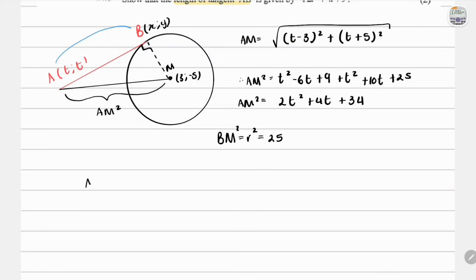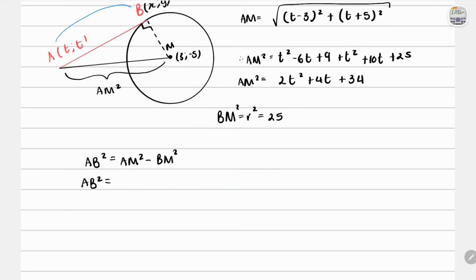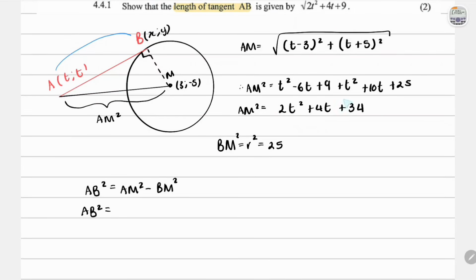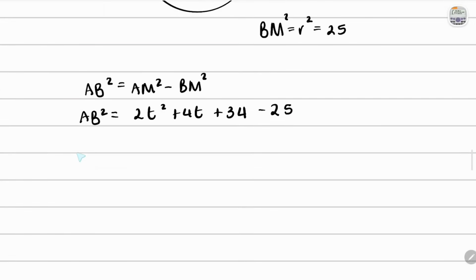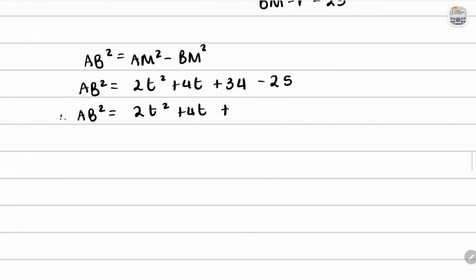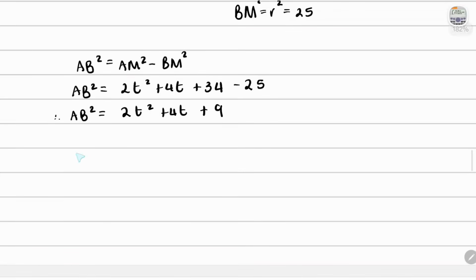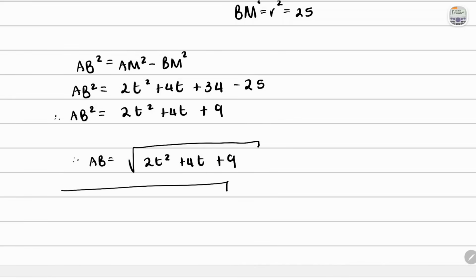Okay, now let's go ahead and use Pythagoras to find AB. Okay, so to find AB, we'll say AB squared is equal to the longest side squared, which is AM squared, minus the other shortest side squared, which is your radius squared, or BM squared. Okay, and this would be AB squared is equal to AM squared, which is all of that, minus 25, which is BM squared, and we just have to simplify this. So AB squared is equal to 2t squared plus 4t still, and 34 minus 25 is 9. And then if you square root both hand sides, AB is therefore the square root of 2t squared plus 4t plus 9. And that is our answer.